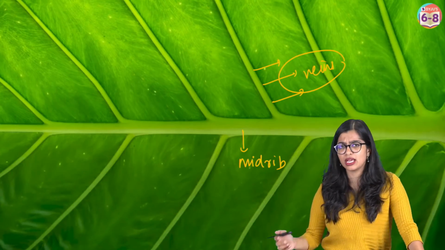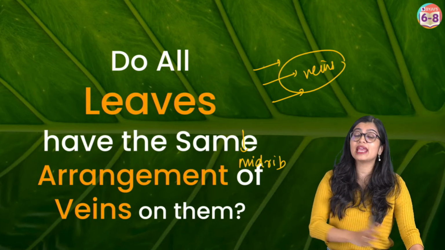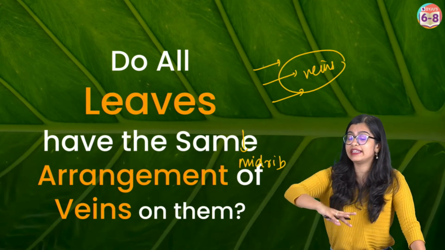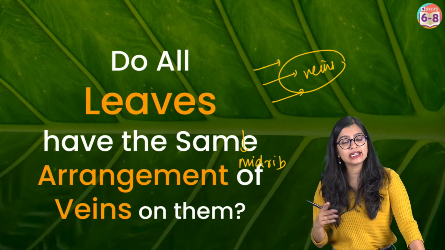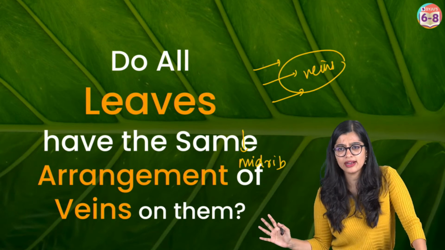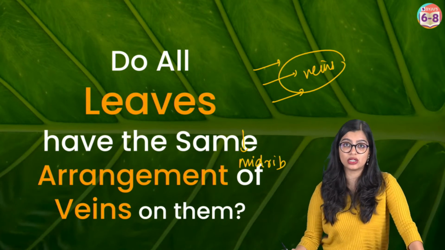So broadly, if you think about it, is the arrangement of veins the same in all the leaves, or is it different? So you need to think about it, yes or no. Take a minute and tell me yes or no. Absolutely. No, right? The arrangement of veins is not the same in all the leaves.